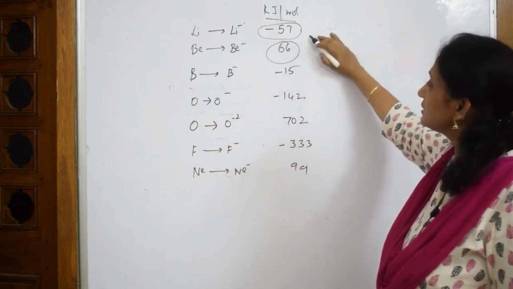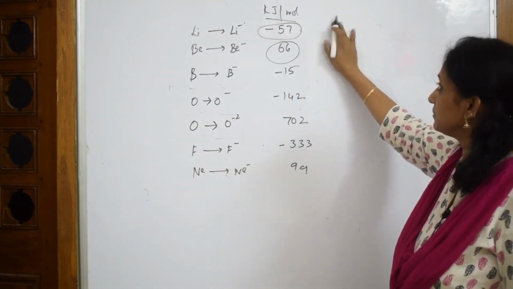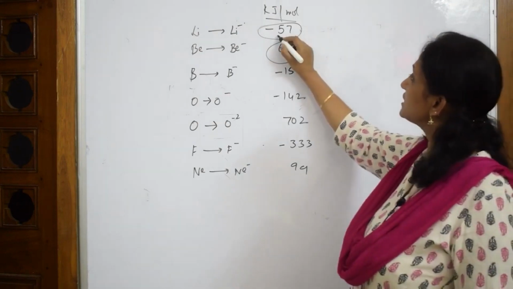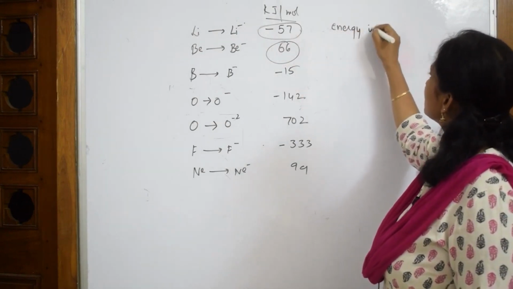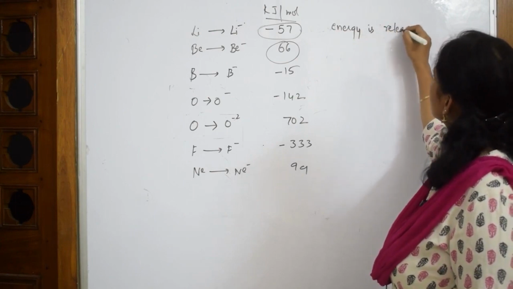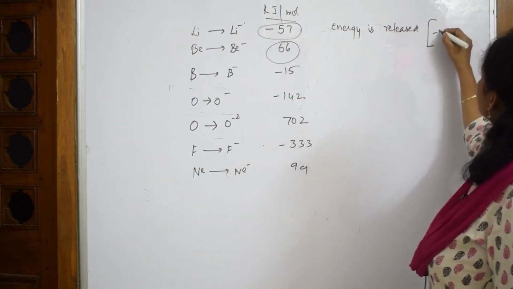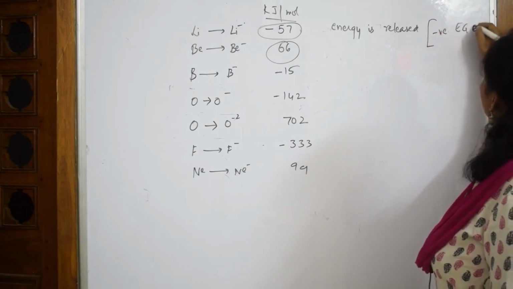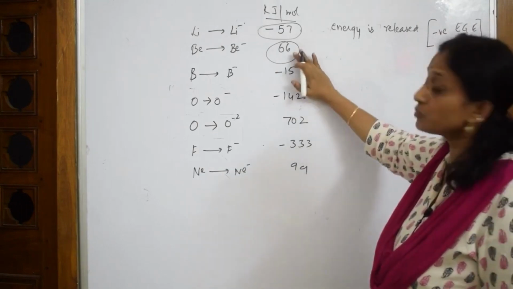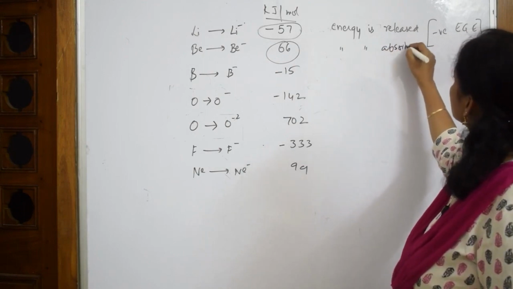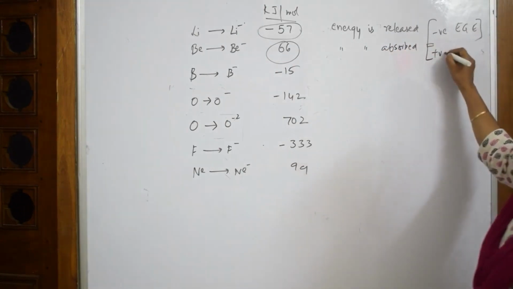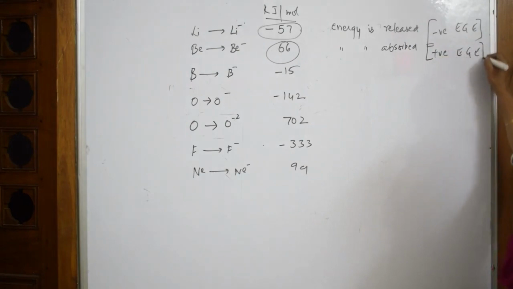Done. So here, this negative electron gain enthalpy, right? Whenever you're getting negative electron gain enthalpy, that means energy is released. This is called negative electron gain enthalpy. And suppose you have a positive value, it means energy is absorbed. It is positive electron gain enthalpy values.